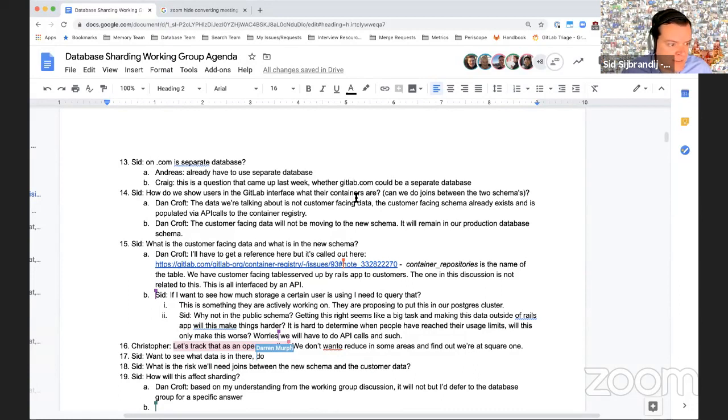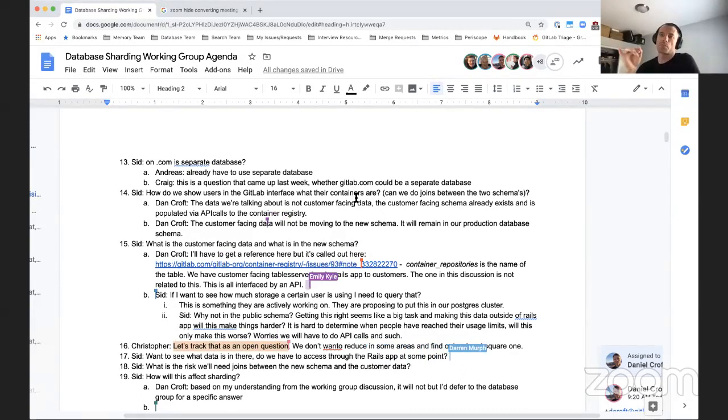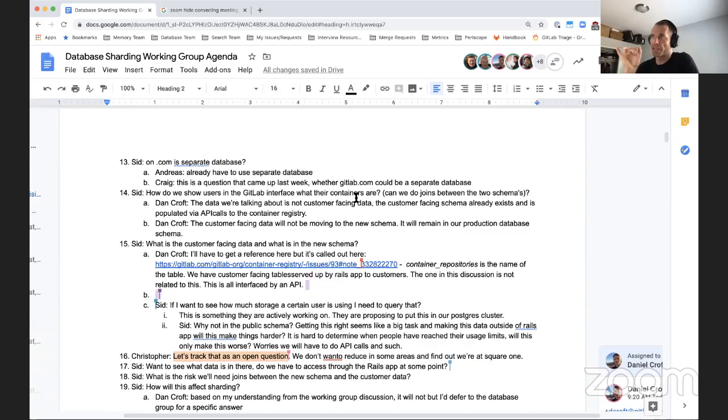And the link in 15a, maybe I'm missing something, but I don't see the schema there. Oh, and the reason I put it there is just because that's where João called out the container repositories, the customer-facing data structures within our existing schema. That's why I referenced it right there. So you could remove the link and just refer to the italicized container repositories in the agenda there, Sid.